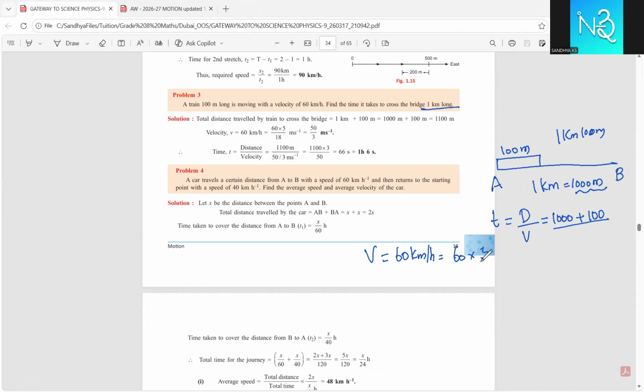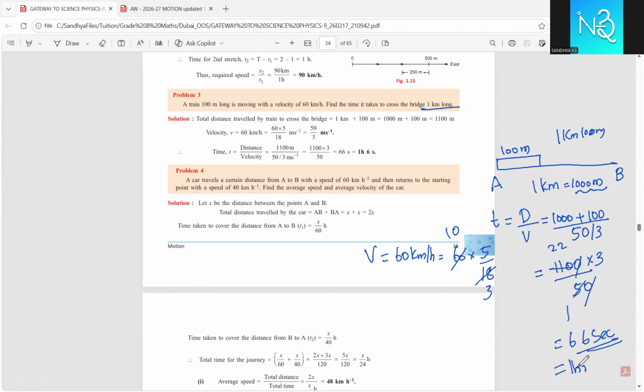60 into 5 by 18 formula, already we studied. So if you do that, you will get the answer. 3 into 6, 18. 10 into 6, 60. 10 5s are 50. So you will get 50 divided by 3. Okay, so that is equal to 1100 into 3 divided by 50. 0, 0 cancel. 1 into 5, 5. 2 5s are 10. 1 balance. 2 5s are 10. 22. 22 into 3, 66. And that is in second.